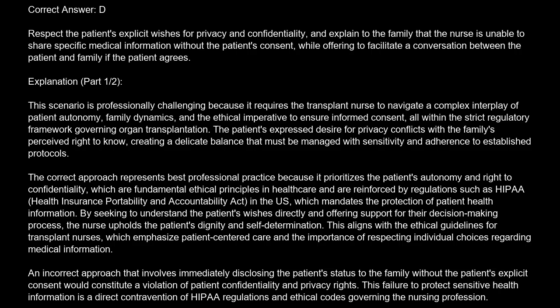By seeking to understand the patient's wishes directly and offering support for their decision-making process, the nurse upholds the patient's dignity and self-determination. This aligns with the ethical guidelines for transplant nurses, which emphasize patient-centered care and the importance of respecting individual choices regarding medical information.